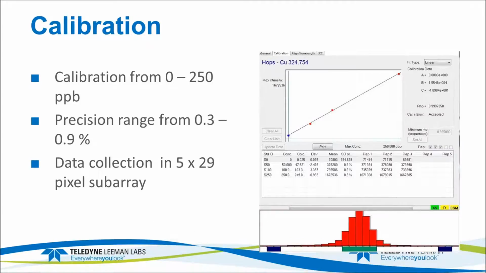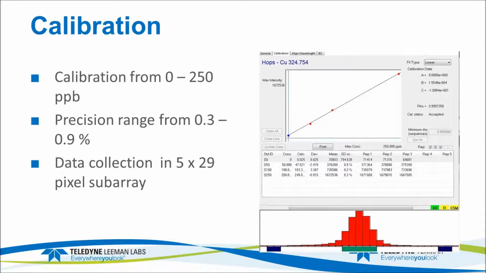Okay. Calibration, we use standards from 0 to 250 ppb, and overall, we see a typical calibration curve on the right-hand side. The precision ranged in this particular case from 0.3 to 0.9%. Typically, at this level, most of the RSDs on the standard should be less than 1%. And data was collected in a 5 by 29 pixel subarray.